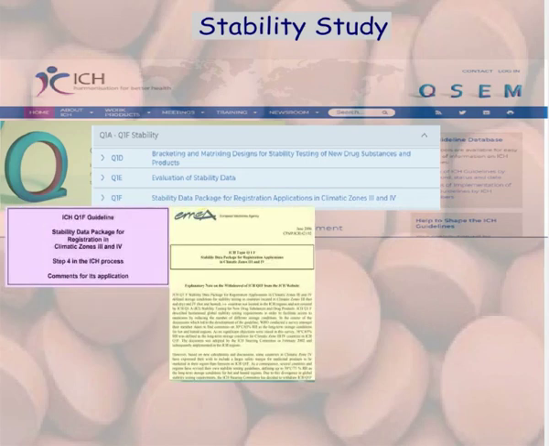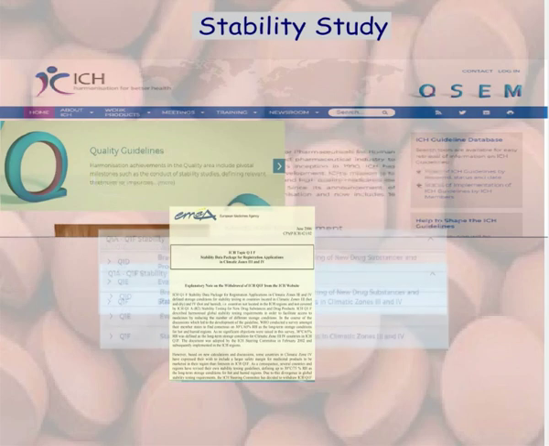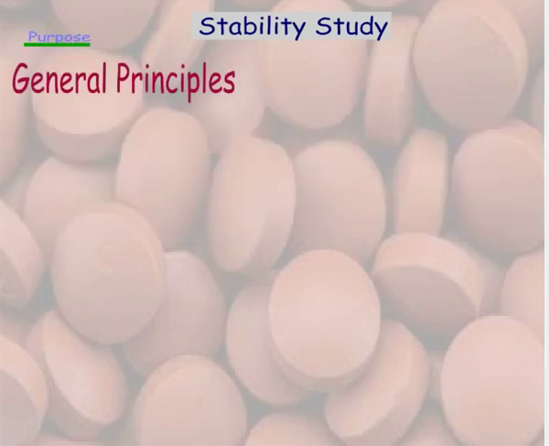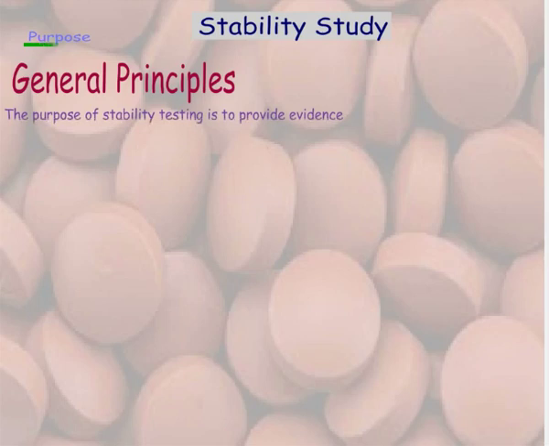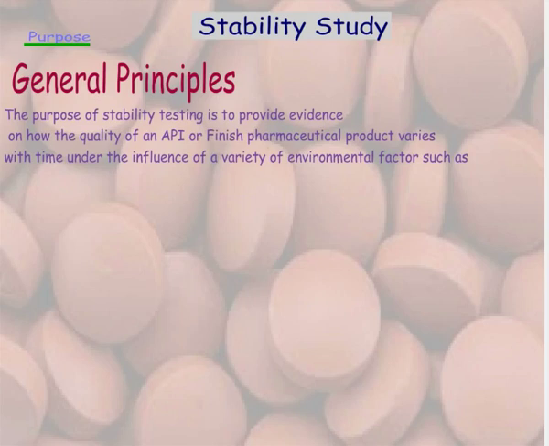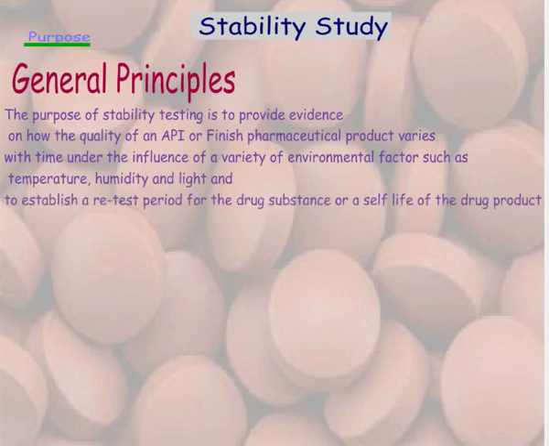So now you can imagine how important the content of Q1 in ICH is, or you can say how important stability study is in the pharmaceutical industry. If not, I will share one more thing which will definitely help you realize the aim of stability study. See the general principle. I think it is present in every guideline. The purpose of stability testing is to provide evidence on how the quality of an API or finished pharmaceutical product varies with time under the influence of a variety of environmental factors such as temperature, light, humidity, and to establish a retest period for the drug substances or shelf life for a drug product and the recommended storage condition.